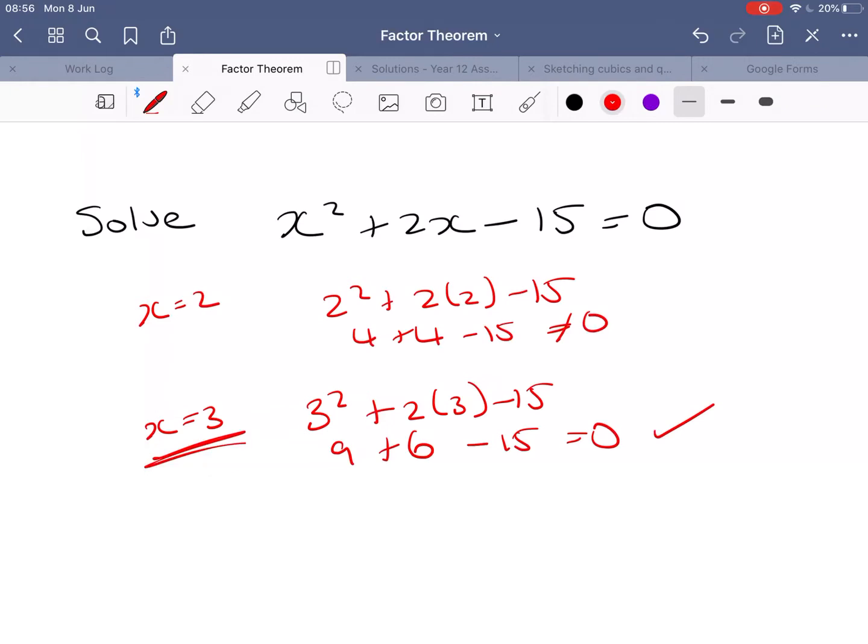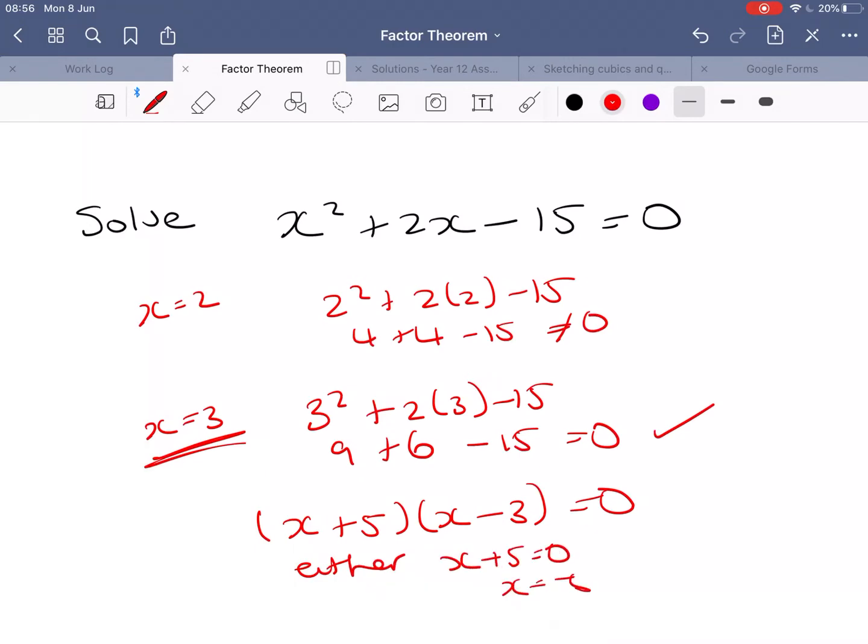And I could keep trying numbers to find out what all the solutions are. But as we know, if I actually went back to factorising that, I'd have x plus 5 and x minus 3 equals 0. So either x plus 5 is 0, so x is minus 5, or x minus 3 equals 0, so x is 3. So there's actually two ways of solving a quadratic. You can factorise it or use the quadratic formula, but you can also use this method called trial and error.